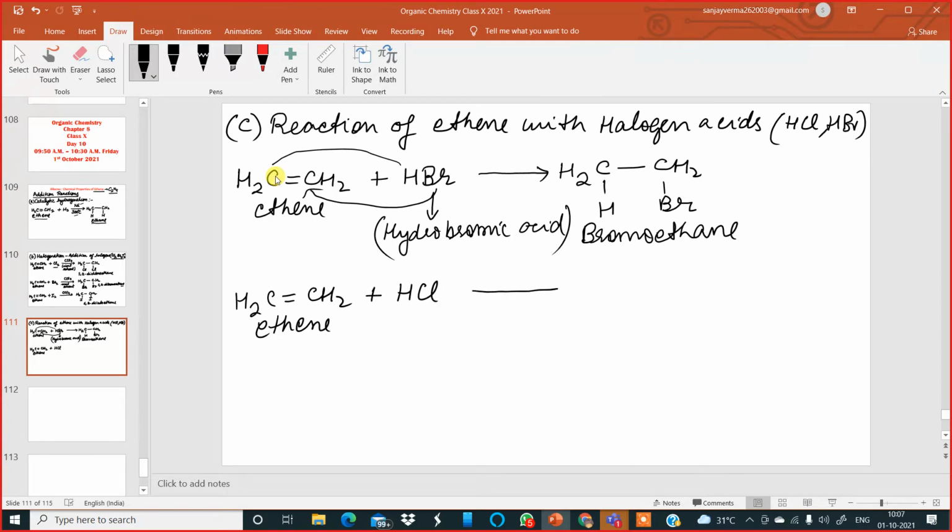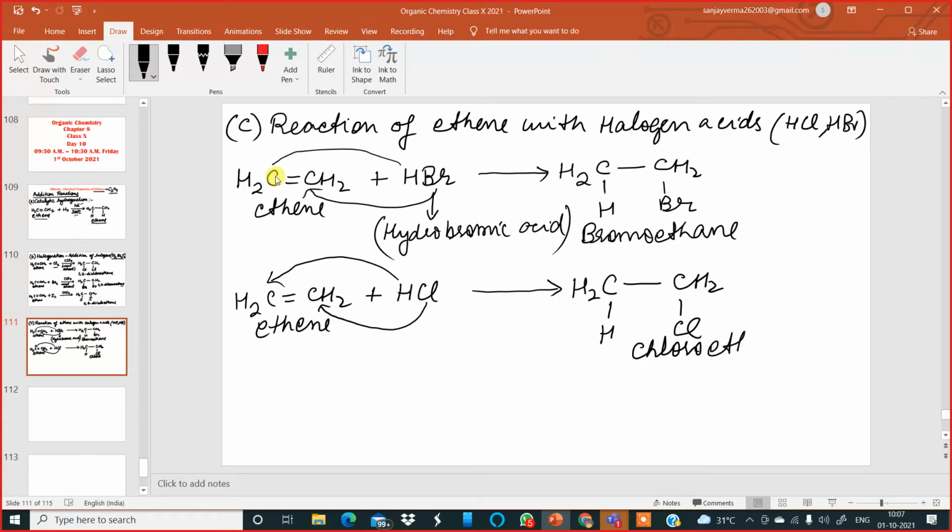Okay, so again, the reaction happens in a similar pattern. The hydrogen goes to one carbon, the chlorine attaches to the other carbon. So we get a compound over here: H2C, hydrogen here, the double bond breaks into a single bond to give CH2, and then over here Cl. This compound is called chloroethane. It is called chloroethane, ethane, because the carbon-carbon bond is a single bond.